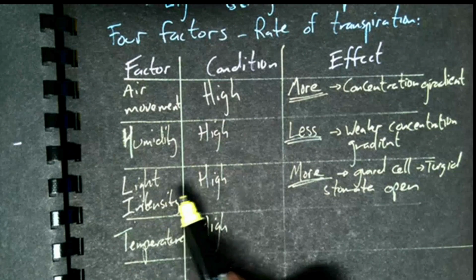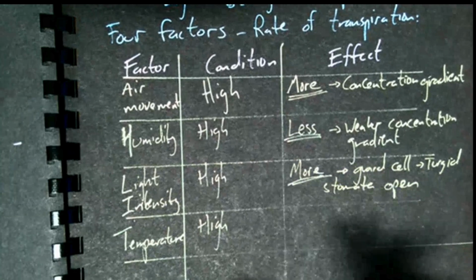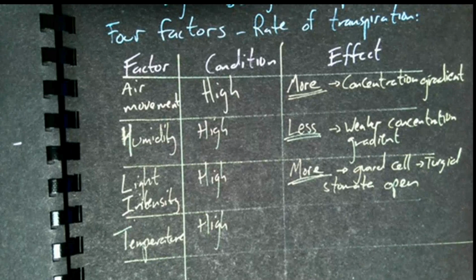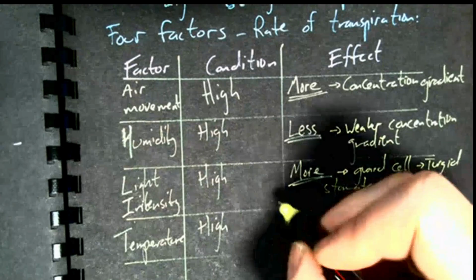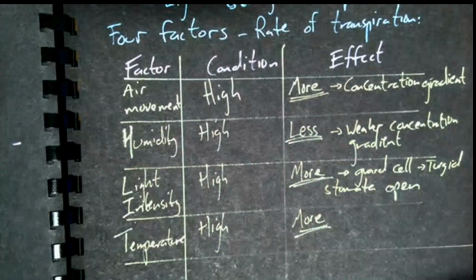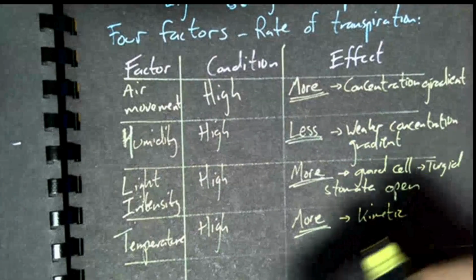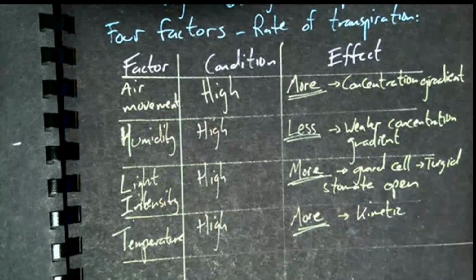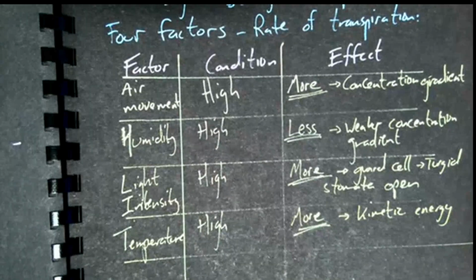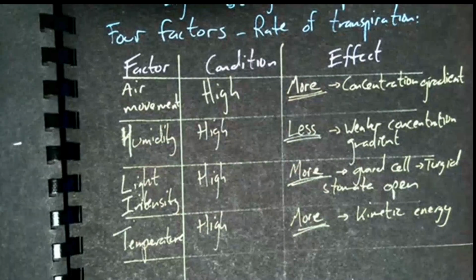And so when light intensity is high, the guard cells become turgid. They open the stomata, they make the stomata space larger, and allow more water to be lost. And finally, temperature. If the temperature is high, we're going to have more. We think back to our biochemistry, this is to do with kinetic energy, isn't it? The temperature is higher, the particles have more kinetic energy. There's more kinetic energy, therefore things are moving around faster, and the rate at which the molecules are going to diffuse increases.